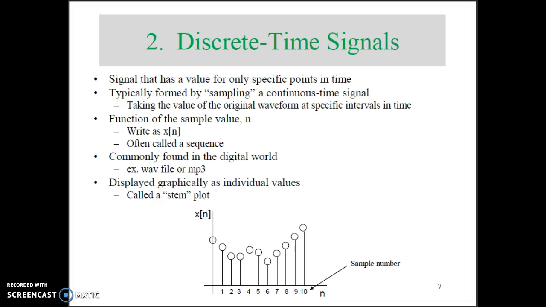Let us consider the second important type of signal, discrete time signals. In a discrete time signal, the signal is specified only for discrete values of time. So time is not continuous, time is discrete, therefore the name discrete time signal. A discrete time signal can be obtained by sampling a continuous time signal. Taking the values of the original waveform at specific intervals in time, we can get a discrete time signal. A discrete time signal can be represented as x of n. The example of a discrete time signal is a wave file or mp3. For a discrete time signal, time is discrete and amplitude is continuous.